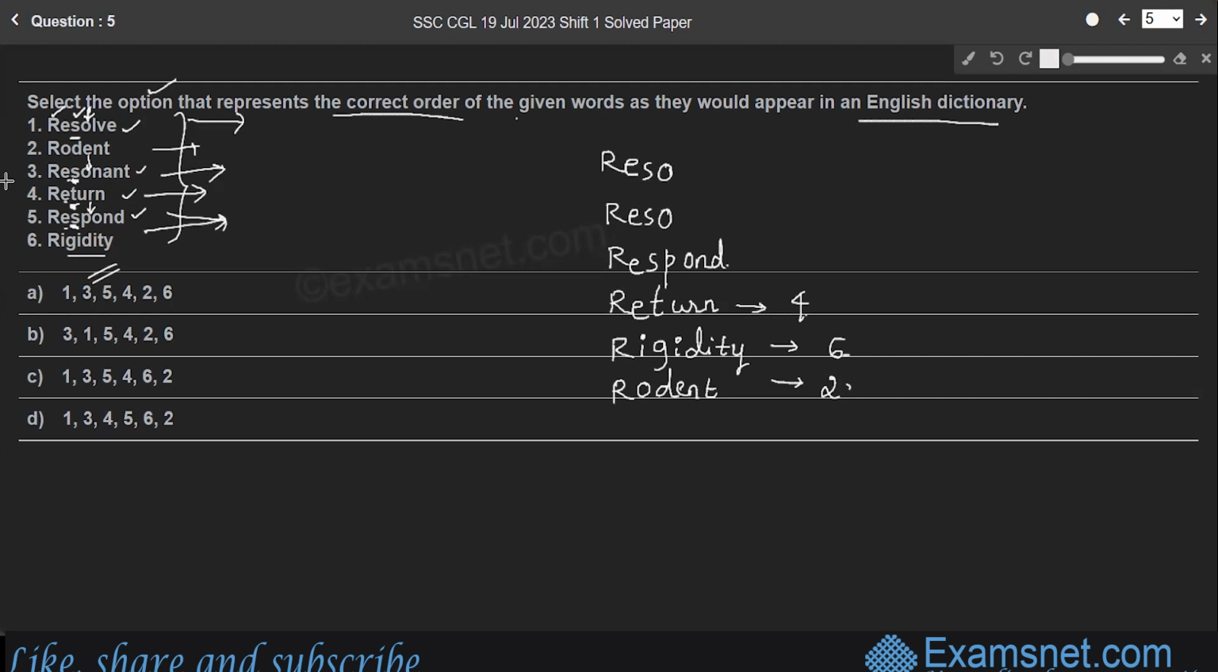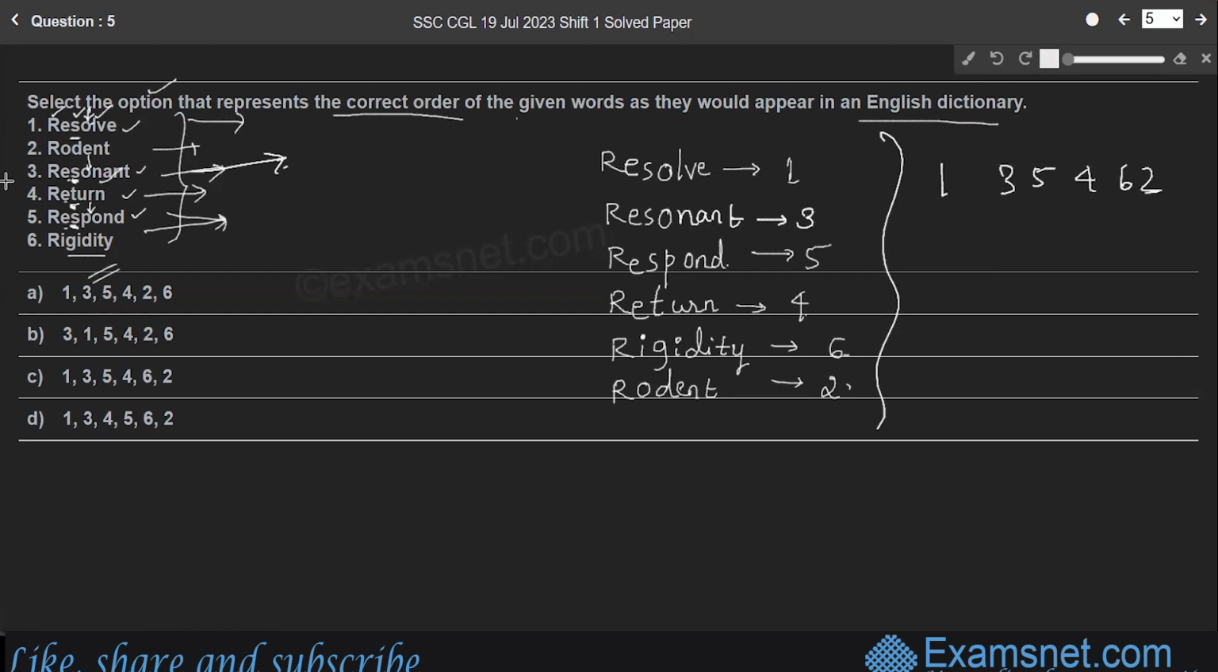So according to the given arrangement, this is the fifth one, right? Therefore, between resolve and resonant, which one comes first? Resolve and resonant. Here L comes before N, right? Therefore resolve is the first word according to the arrangement in the dictionary. Then comes resonant, right? Which is the third word, right? So according to the given arrangement, the order of these words in an English dictionary will be 1, 3, 5, 4, 6, 2, right? 1, 3, 5, 4, 6, 2. So look at the options. Option C is the right answer.